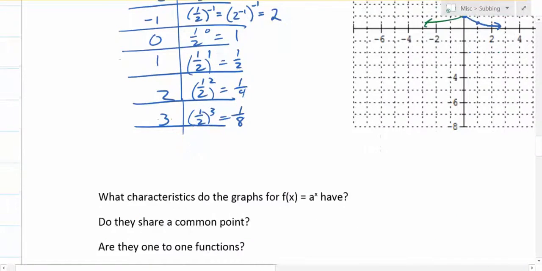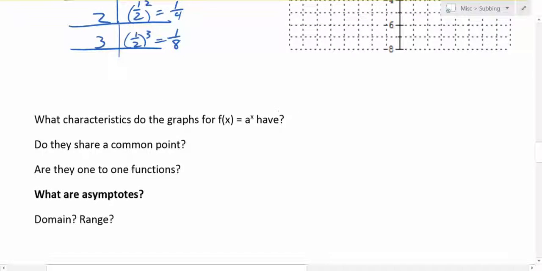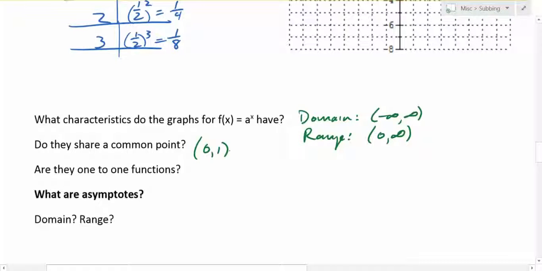They're reflections. Okay, so what are the common characteristics of the graphs of all of them? What are some of the common characteristics for all of them, regardless of a? They have the same domain. Yeah, the domain is going to be all real numbers. And what else? The range is the same, right? All the ones we saw so far are the same range and domain. They're all above the x-axis, and you can throw any x values in. Do they share a common point? (0, 1), yeah.